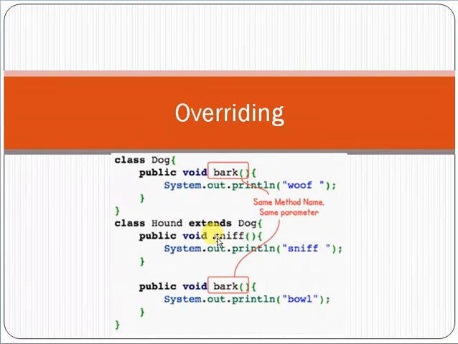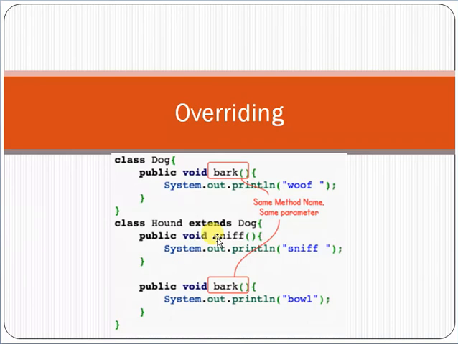For example, if your father's eye color is blue, maybe it's possible that your eye color will also be blue. This is possible because you are a child of your parents, so you inherited the properties of your father or mother. But remember, you have your own style of walking and your own style of talking as well. So this is the concept of inheritance: you inherit properties from your parents, but you have your own properties as well.